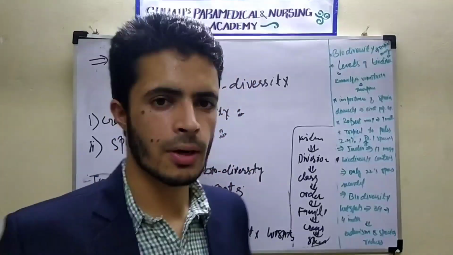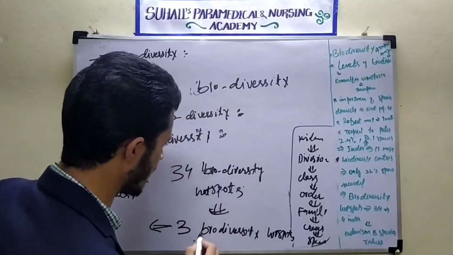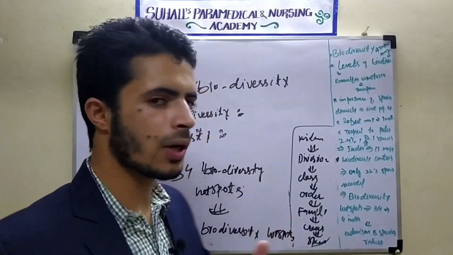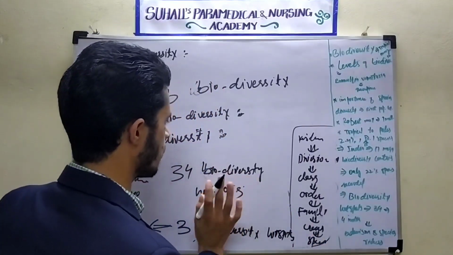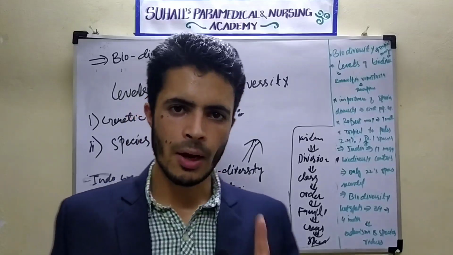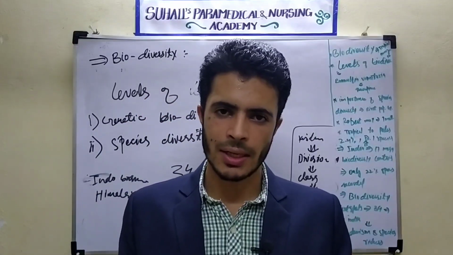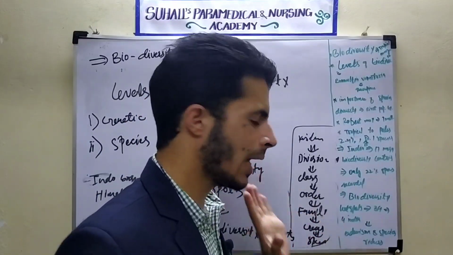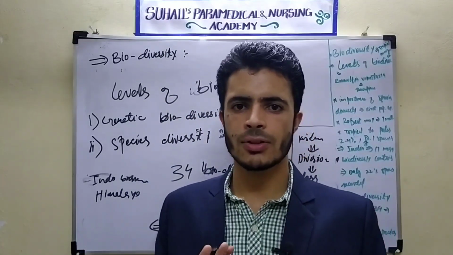Third is also another biodiversity hotspot that is found in India. Actually, what is a biodiversity hotspot? Let me explain in simple terms. A biodiversity hotspot is an area where this biodiversity is found.